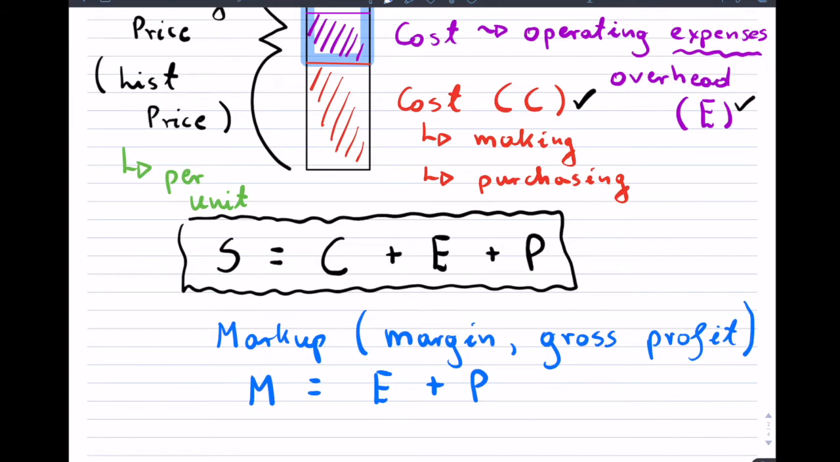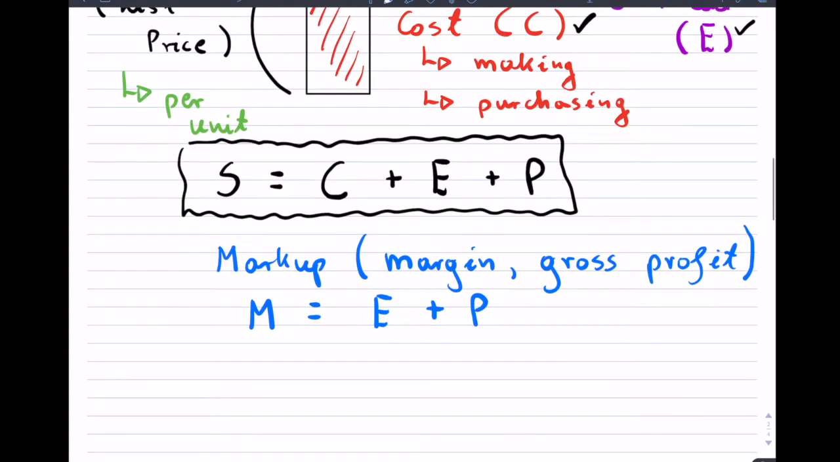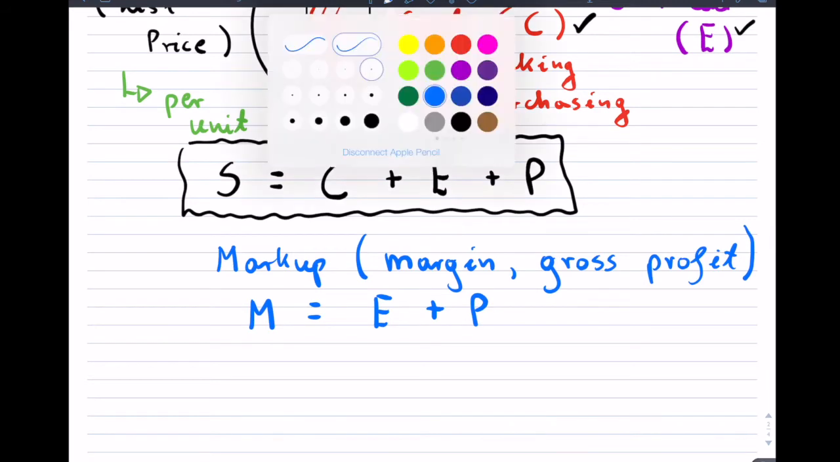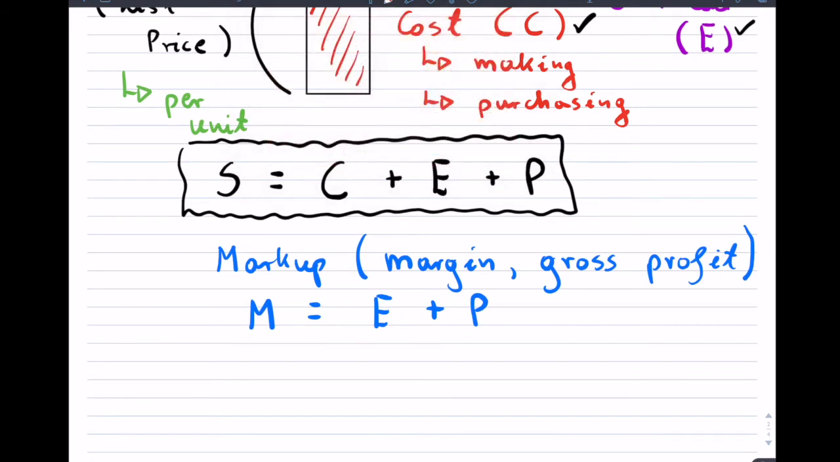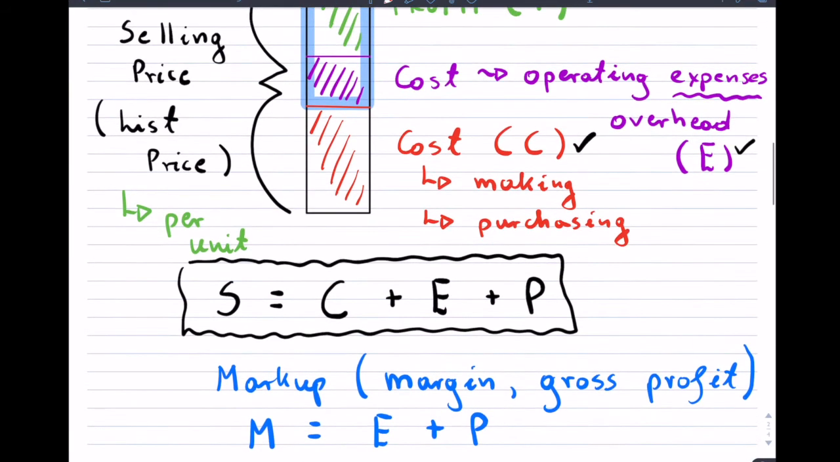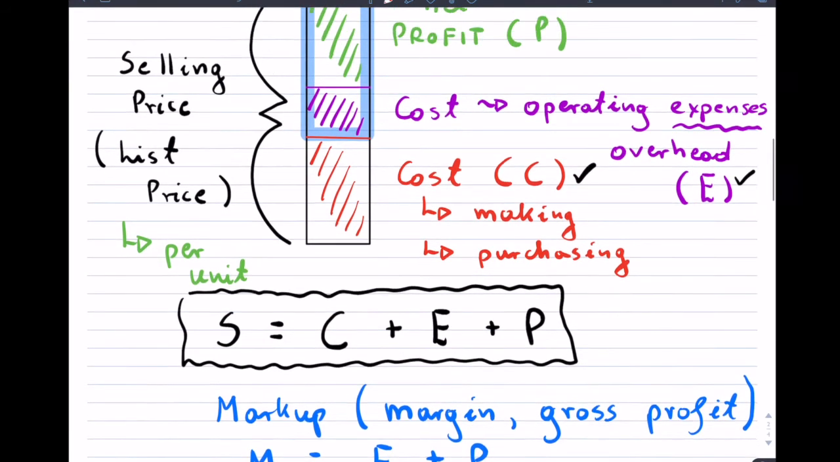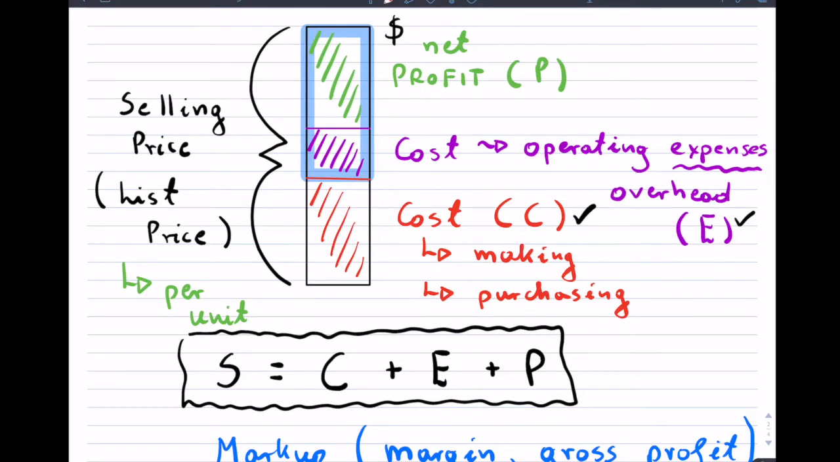Now, the other thing is sometimes it is useful to know that your total cost per item is the cost of making or purchasing that particular item plus all your operating expenses that you have, right? So this visually kind of tells you what the selling price or what the list price includes.